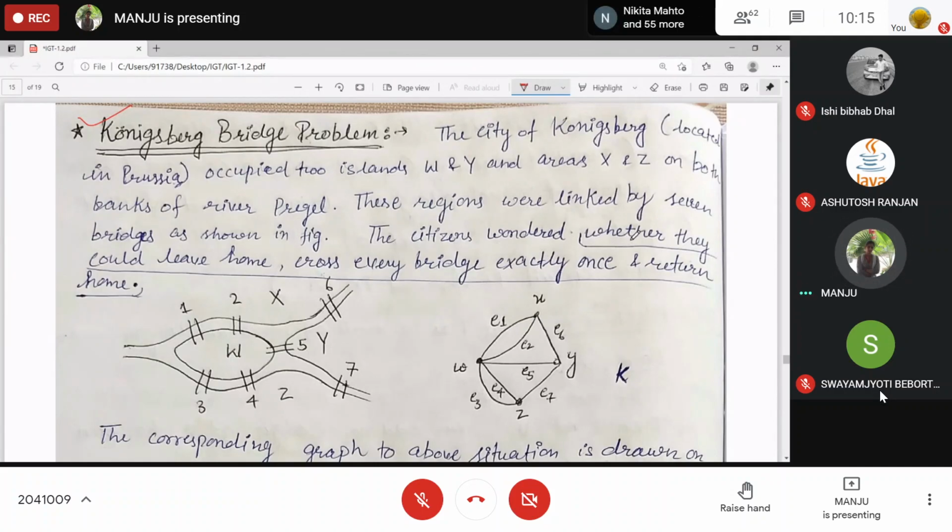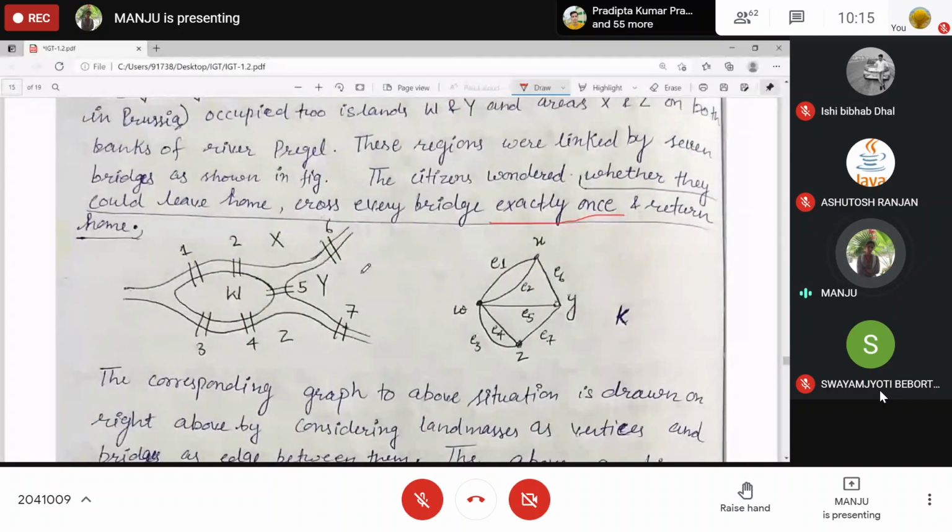So what is the question? Whether any person could leave home, suppose from X or from one of these land masses, cross every bridge exactly once, and return home. For the corresponding graph, whenever there is a bridge, you connect them by an edge, and X, Y, Z, W, these places you take as vertices. Whenever two are connected by a bridge, they are adjacent by an edge. So we can model the situation graphically like this.